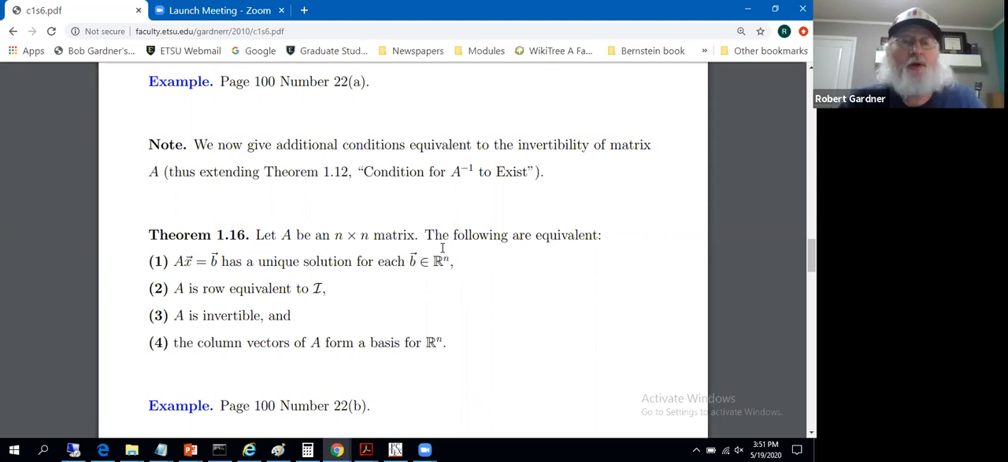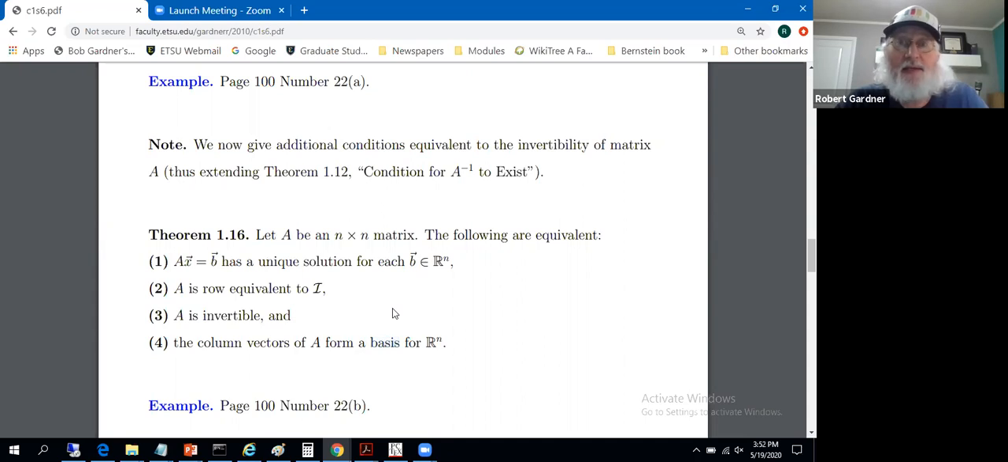The following are equivalent. AX equals B has a unique solution for every B in Rn. A is row equivalent to the identity. A is invertible. These three we've seen before. Here's a new one. The column vectors of A form a basis for Rn. So basis is the new idea in this. We've seen equivalents of these first three in the past.